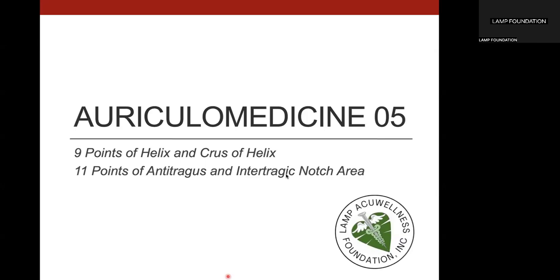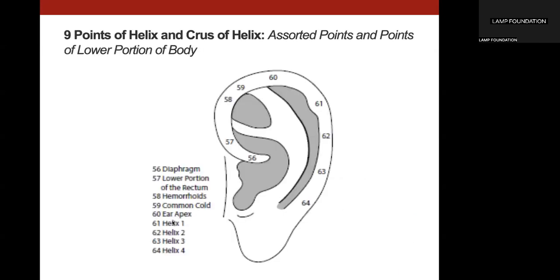Today we shall discuss the points of helix and Crus of Helix and the points of Antitragus and the Intertragic notch area. First, the 9 points of the helix and Crus of Helix are the assorted points and points of the lower body. So we have from points 56 to 64.